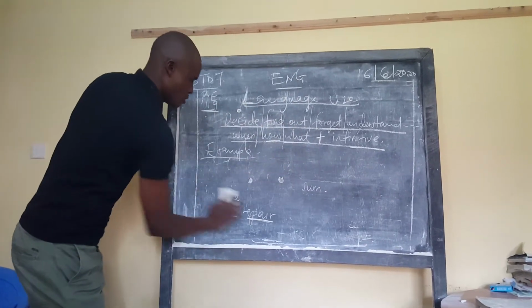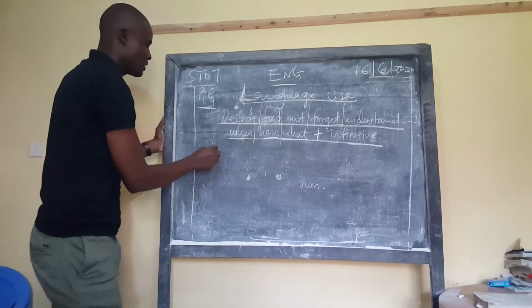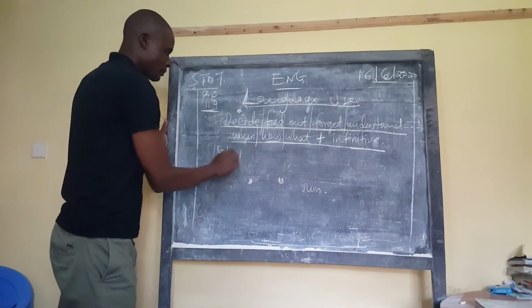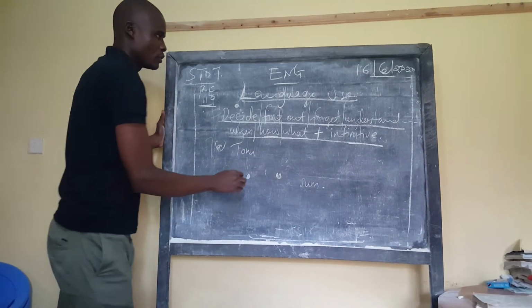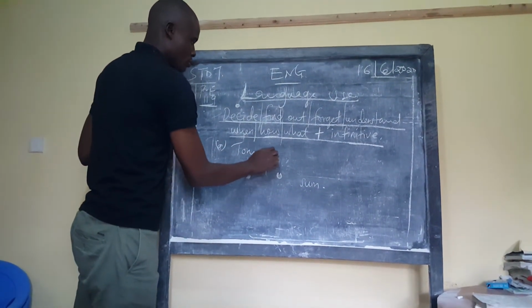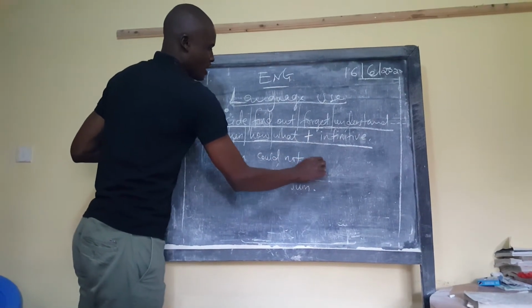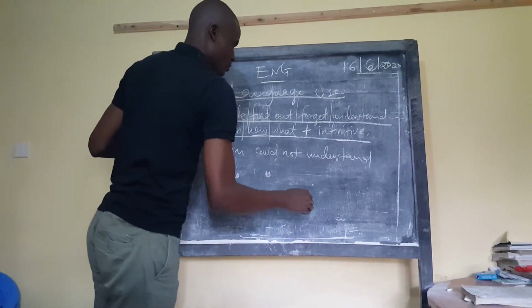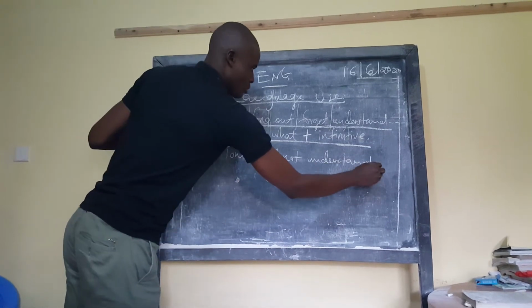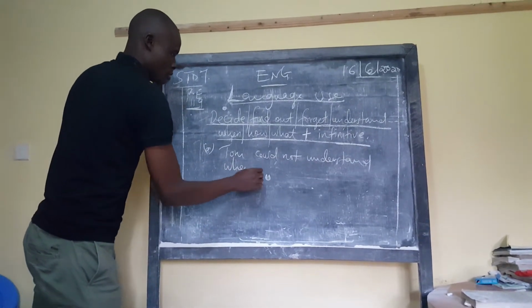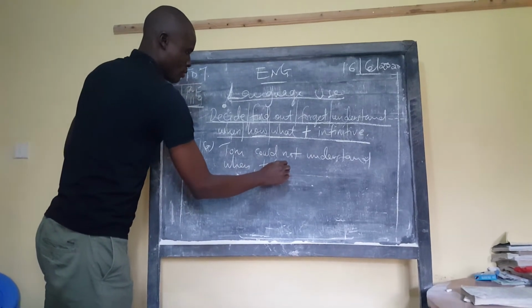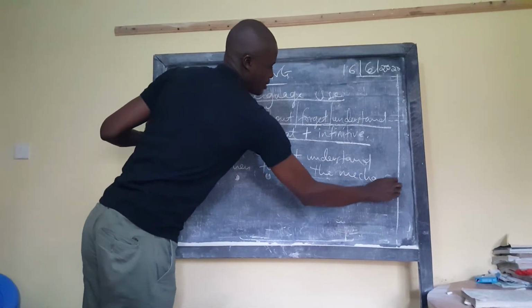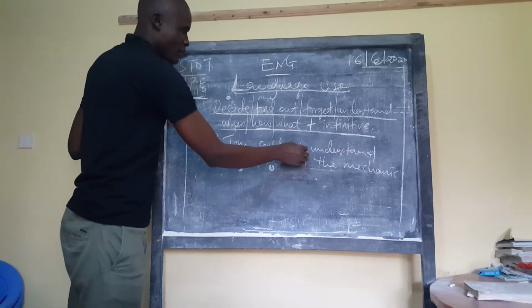So I want to give you some examples, but I'm using the same things that are here. A, you can use the word maybe understand. So Tom could not understand when to call the mechanic. So he could not understand when to do that.